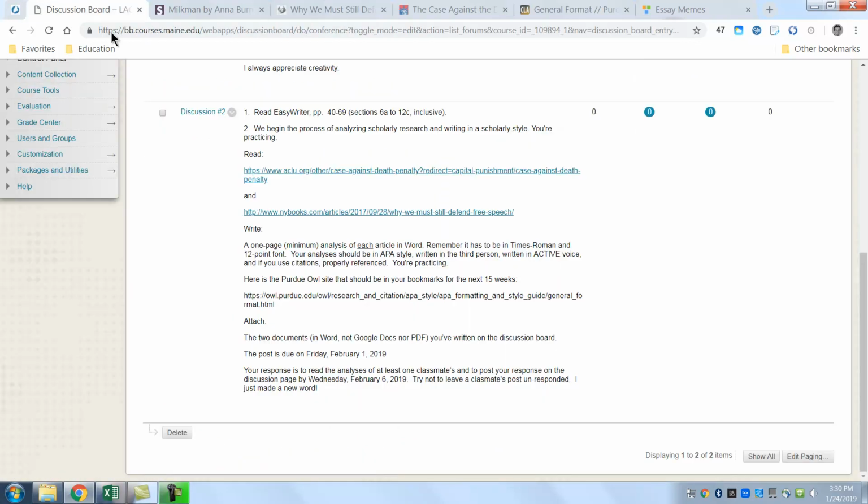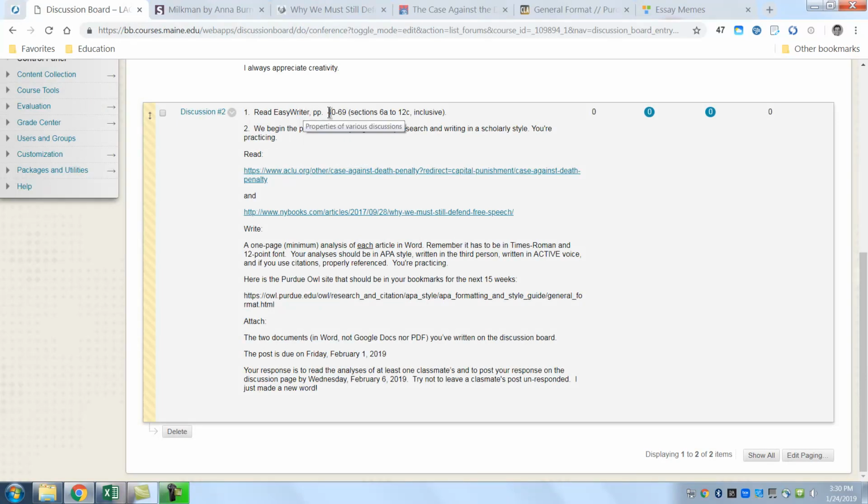So, going back to the discussion point. One, read Easy Writer, page 40 to 69. If you have the Kindle version, these are the sections. Two, look at this article and this article. And finally, write a one-page analysis of each article. Just one page of each. So there's two pages there. One for that one, one for that one.